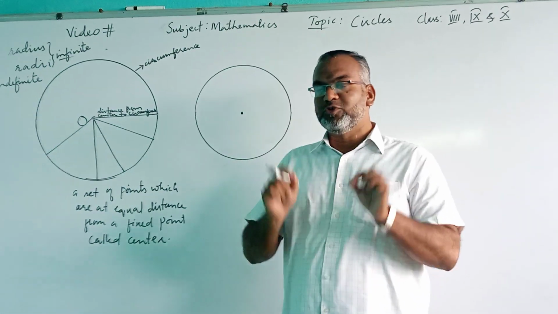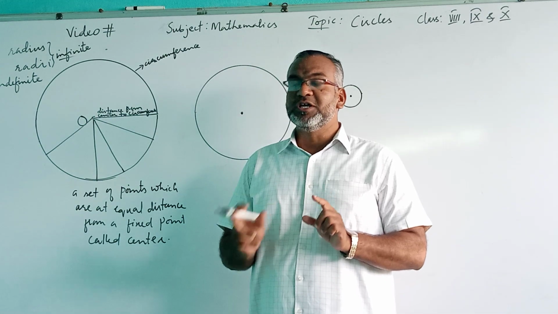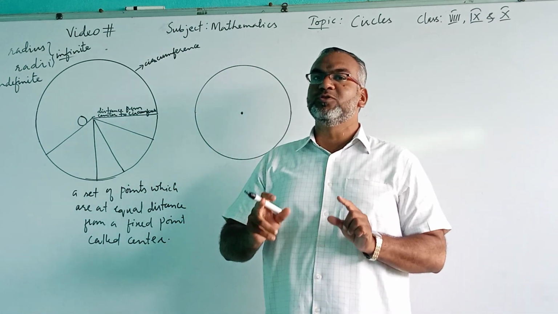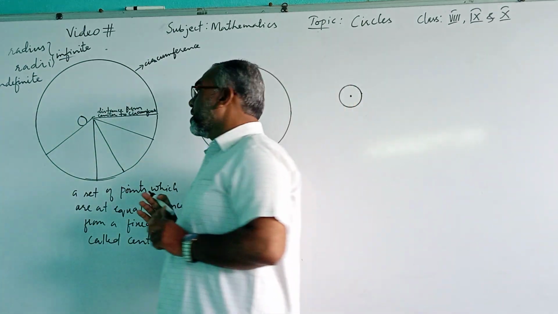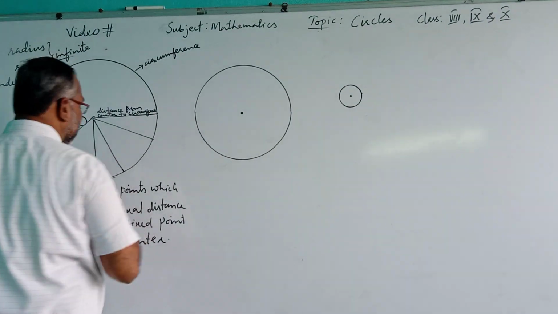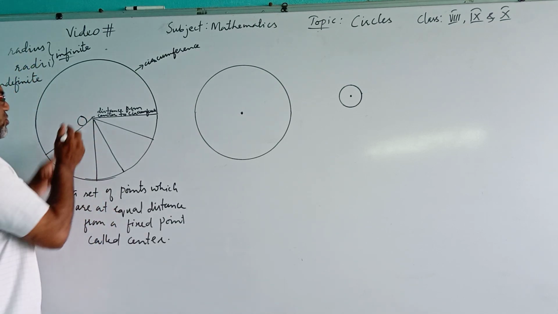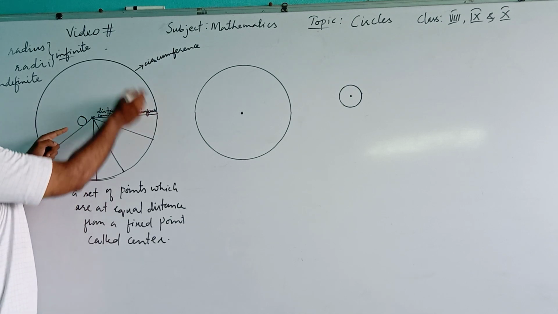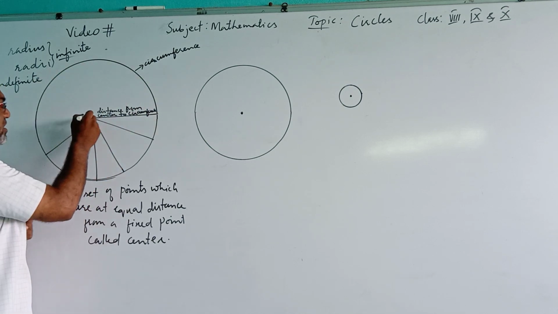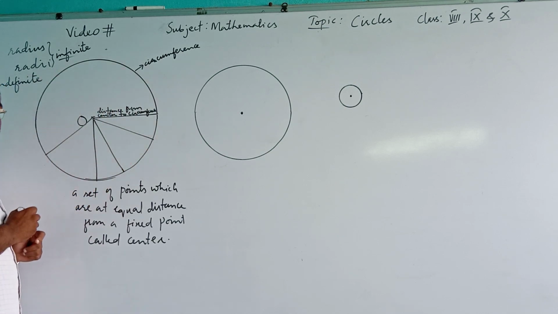in length. If you draw a circle and draw one radius, and that is 5 centimeters, then all the radii in that circle will be equal to 5 centimeters only. Right, now this is clear. This is all about radius, and we have already seen the center. Center is a fixed point which is at equal distance from all the points of the circle, right?